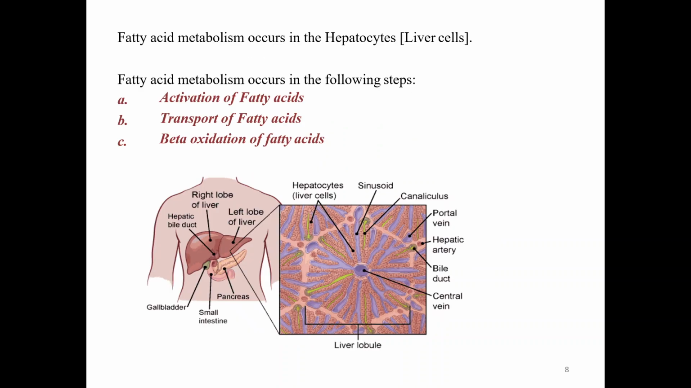Where does this metabolism occur? In liver cells. And fatty acid metabolism occurs in these steps. Number 1, activation of fatty acid. Number 2, transport of fatty acid, that is transport of activated fatty acid, and then the beta oxidation of fatty acids. And remember, the fatty acid metabolism occurs in liver.